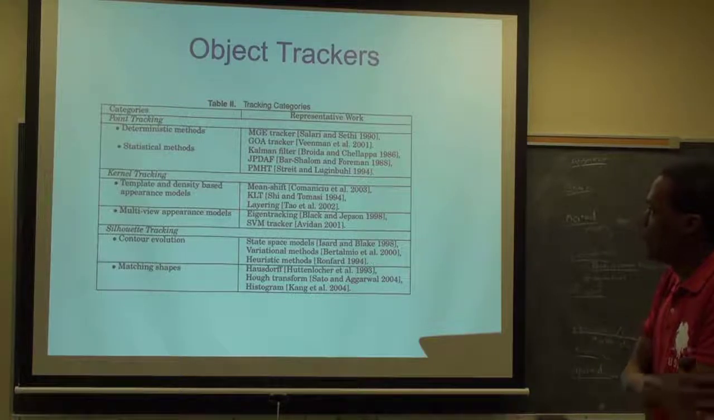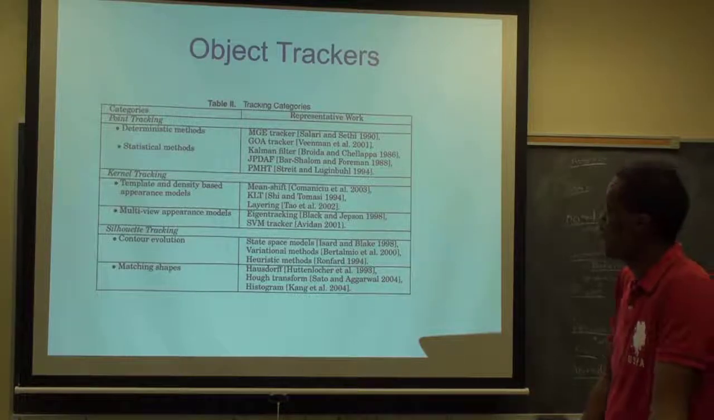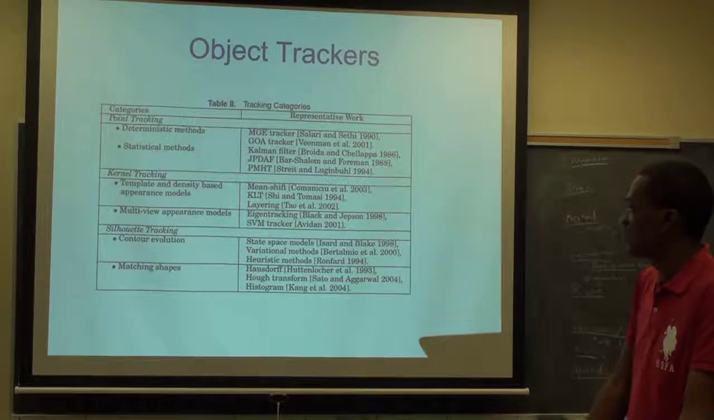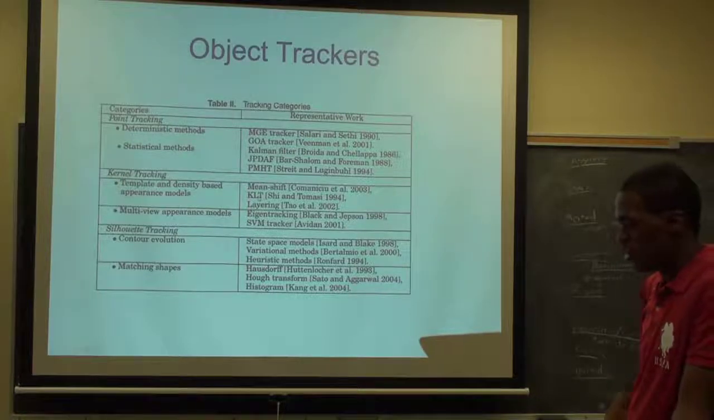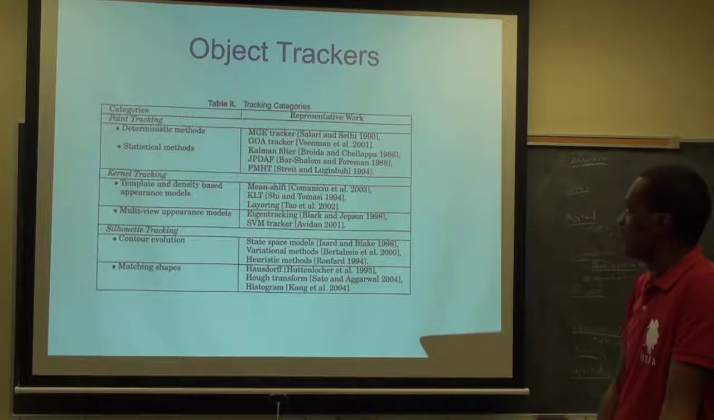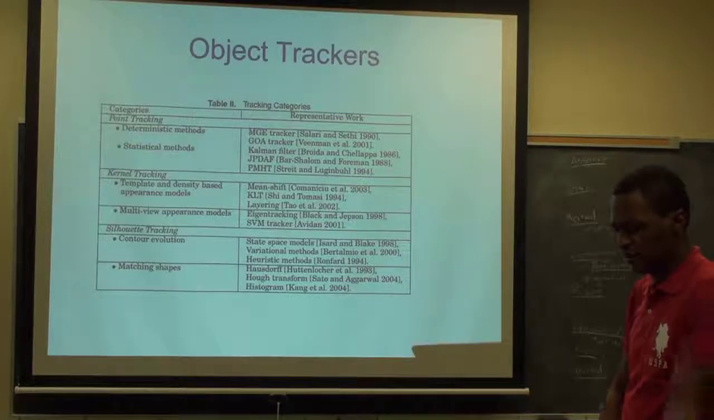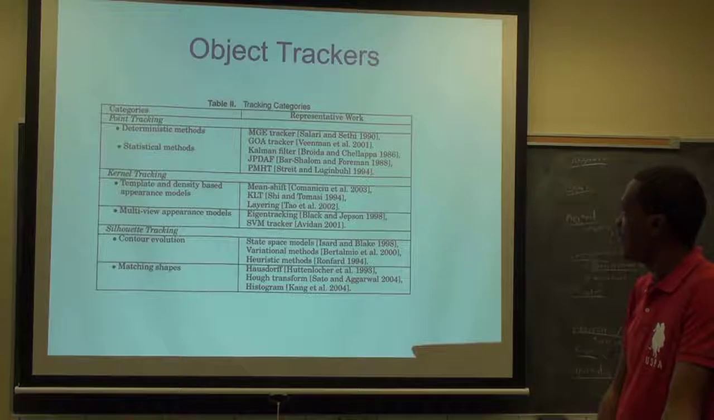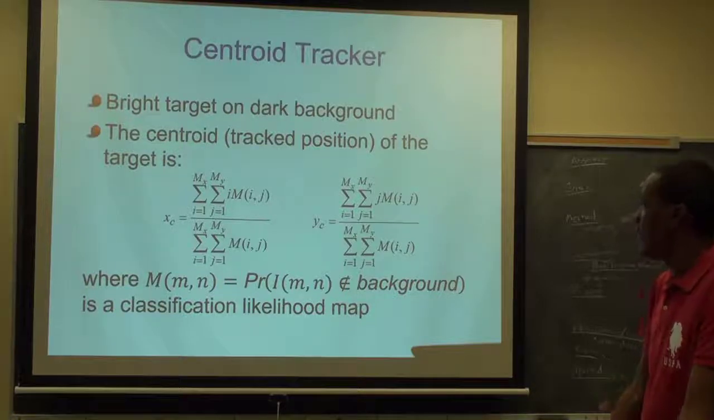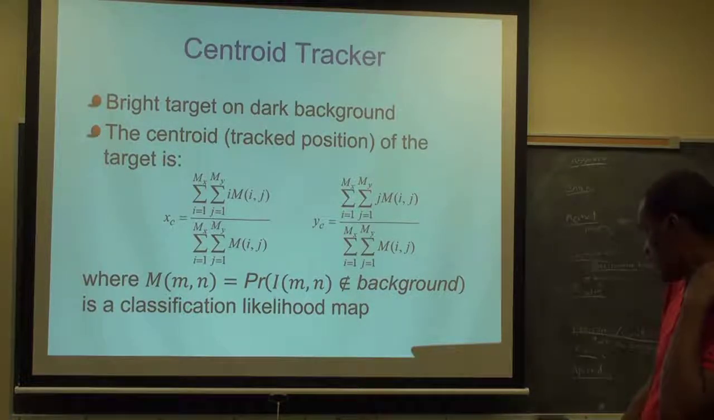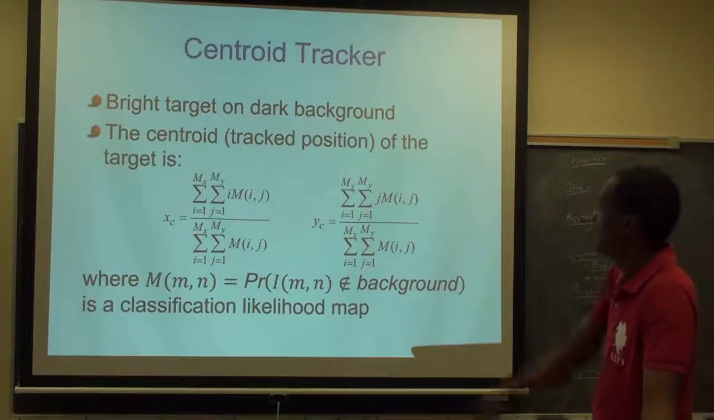Next we move to tracking itself. We have a few categories of object trackers: point trackers, kernel trackers, and silhouette tracking. We're going to be dealing mostly with the KLT tracker, but we're going to look at others as well. All these use different techniques. Deterministic methods, like the centroid tracker, assume you have a bright target on a dark background, and you're able to track its position. This is the average location: the centroid tracker position of the target is X, and Y is that.